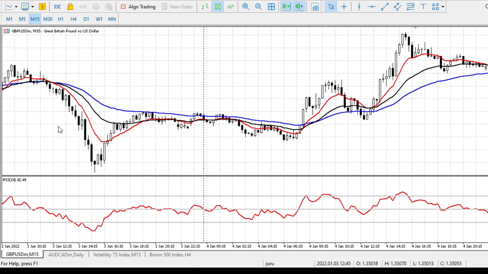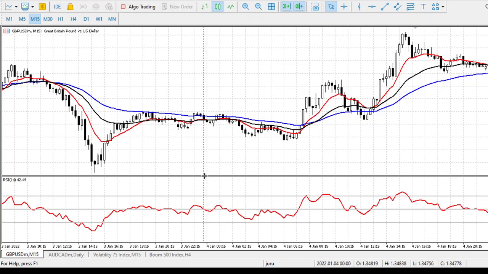Like in this case, as you can see, the moving averages 25 and 10 crossed here, and then the period 50 crossed here, so that will be our sell entry. And you can also see that the RSI is below the 50 level.